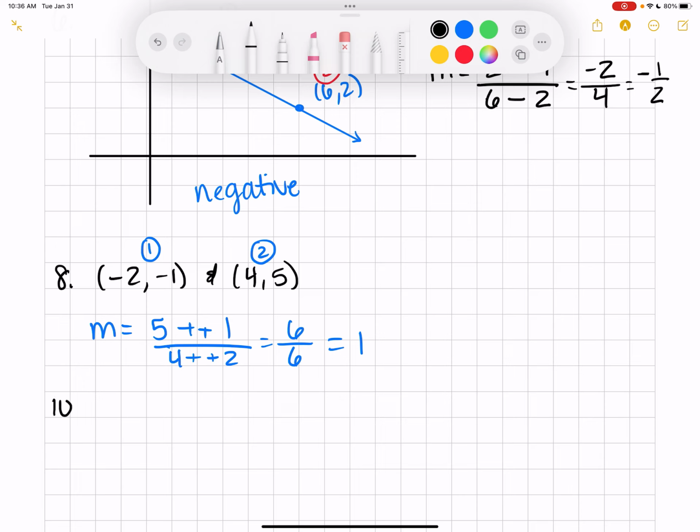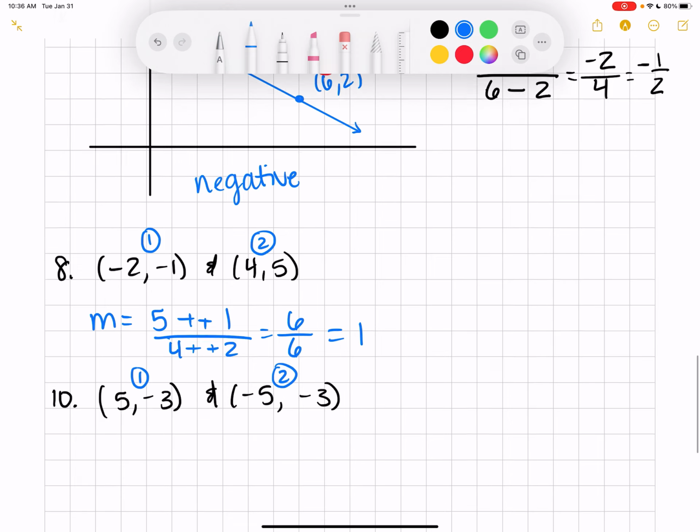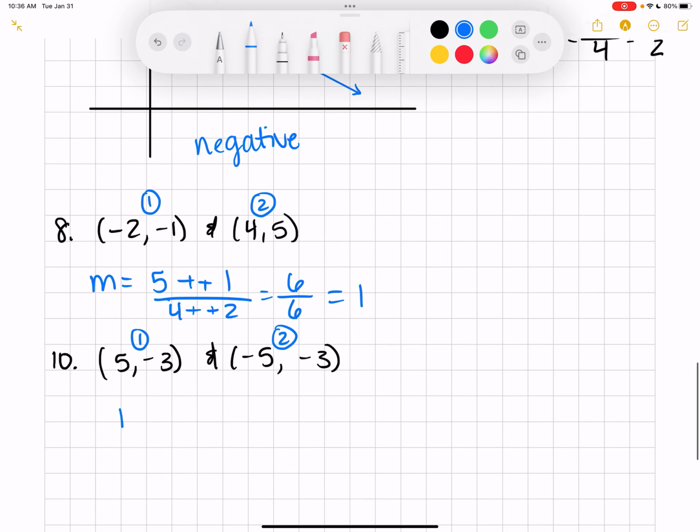All right, number 10. We're given the point 5, -3, and the point -5, -3. So do point 1, point 2. So I'm going to let y'all tell me this time what to plug in.